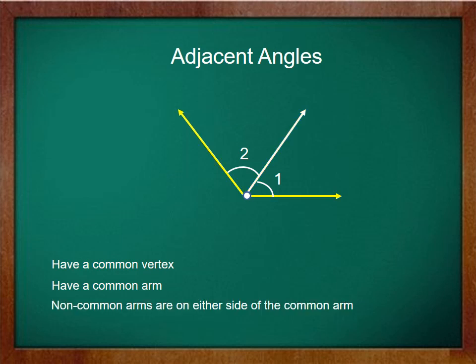And the non-common arms are on either side of the common arm. If you look at the non-common arms of these two angles, they are on either side of the common arm. So all these three properties make up a pair of adjacent angles. So we say that angles 1 and 2 are adjacent to each other.